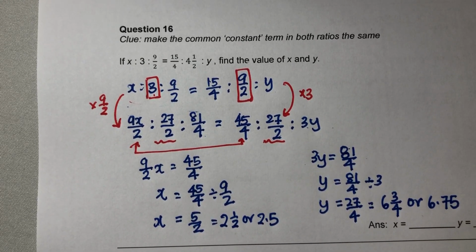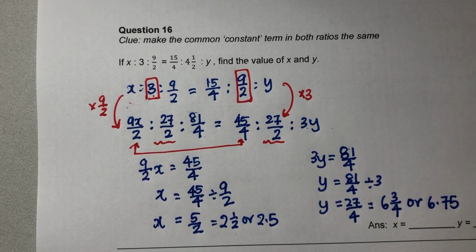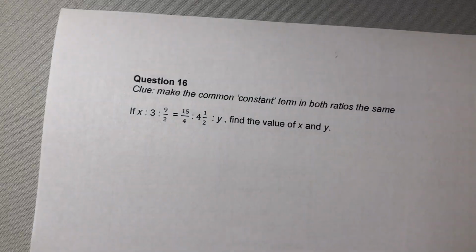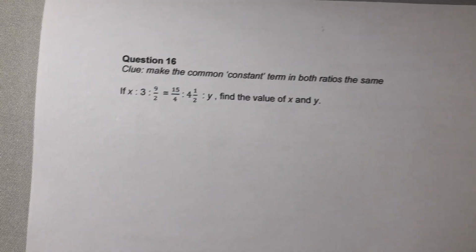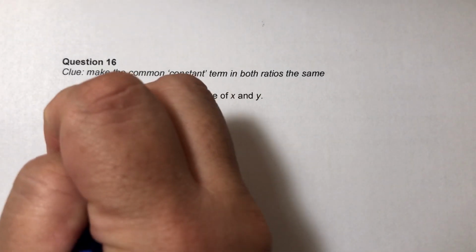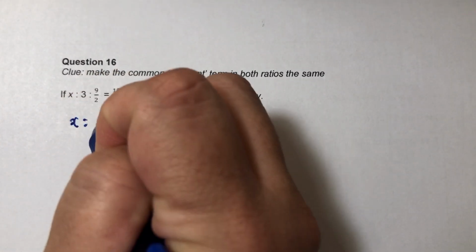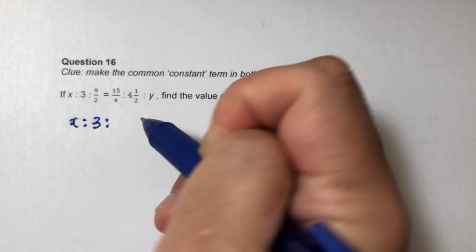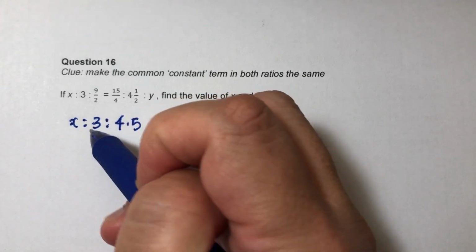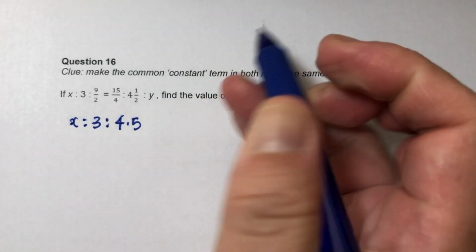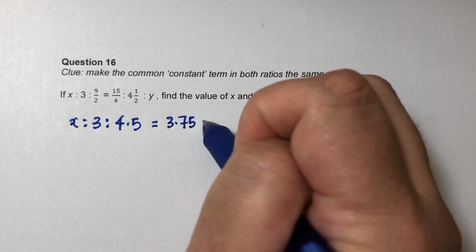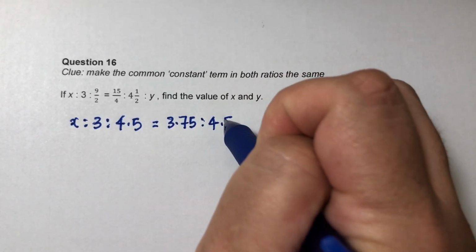There is another way to do this. Instead of using fractions, we can use decimal. So to do this using decimal, what we can do is we will write all the fractions to decimal. So with this, the left ratio becomes x is to 3 is to 4.5. And the ratio on the right becomes 3.75 is to 4.5 is to y.